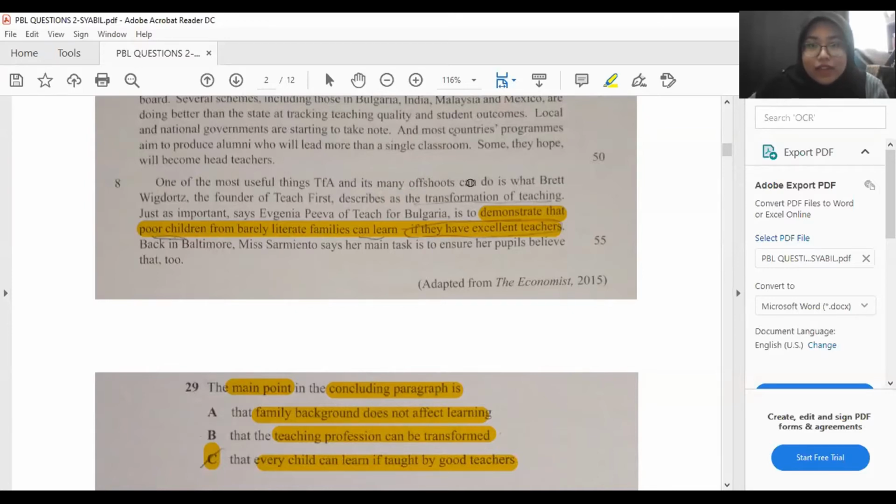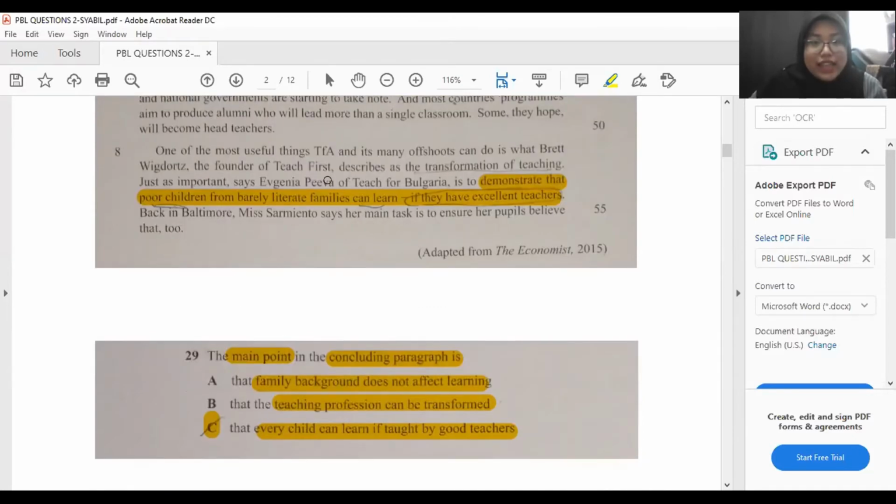The first sentence reads: TFA and its many offshoots can do with prerequisites, the founder editor to describe the transformation of teaching. And the last sentence is: Back in Baltimore, Mr. Mentino says her main task is to ensure her pupils believe that too. We can see that the first and last sentences don't mention anything about the point. So we need to read the sentence in the middle of the paragraph, which is to demonstrate that for children from barely literate families can learn if they have excellent teachers.